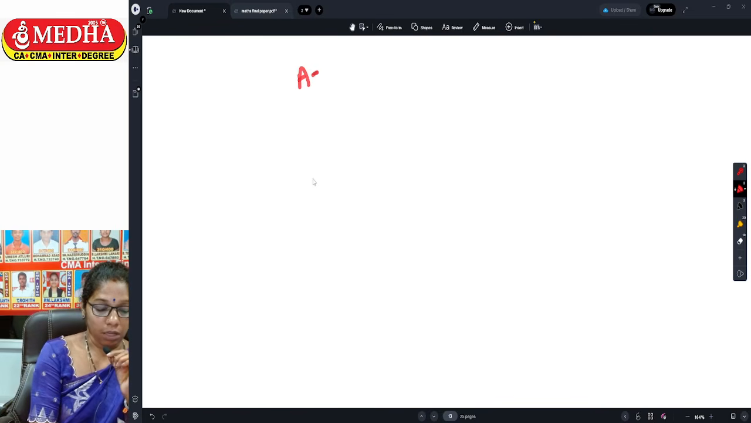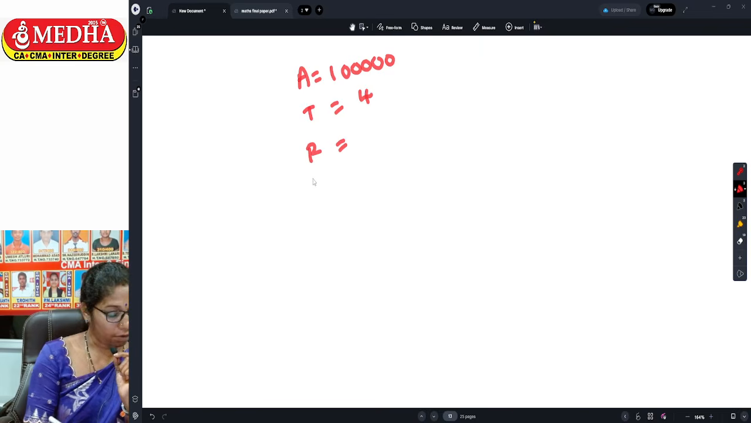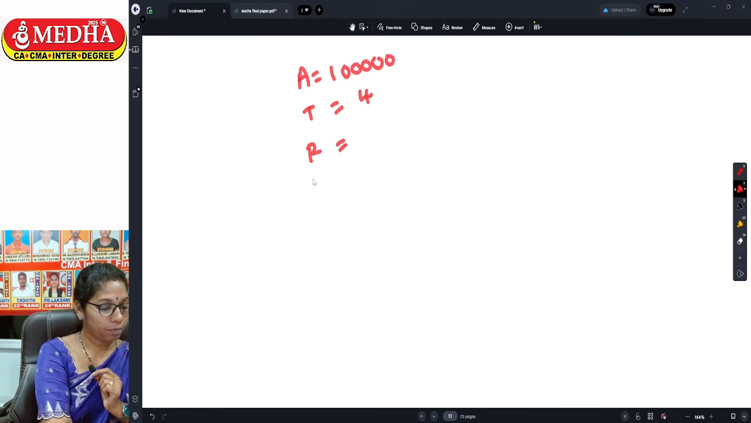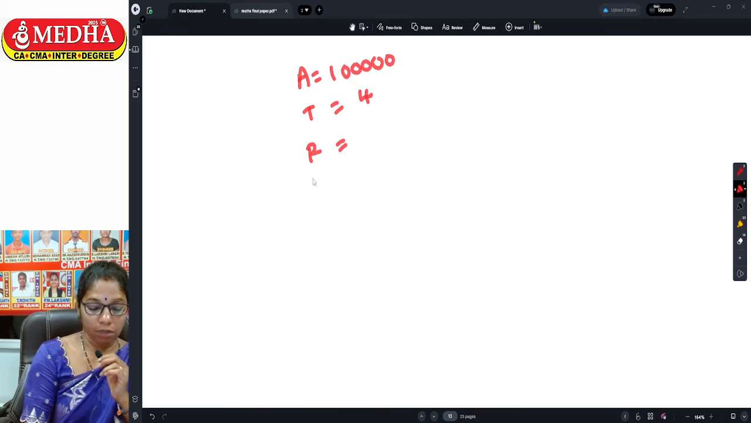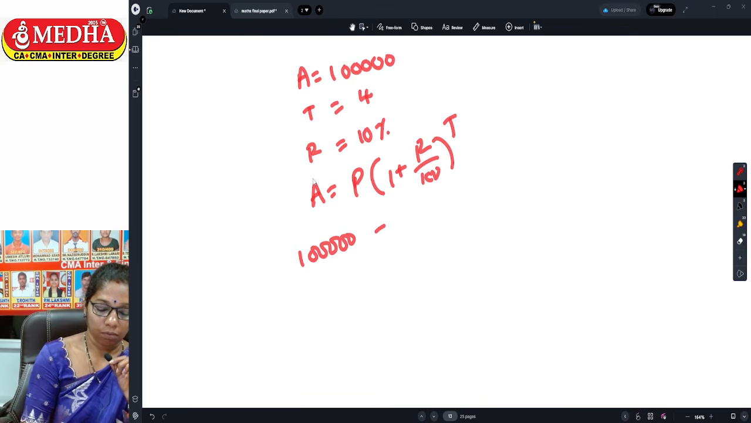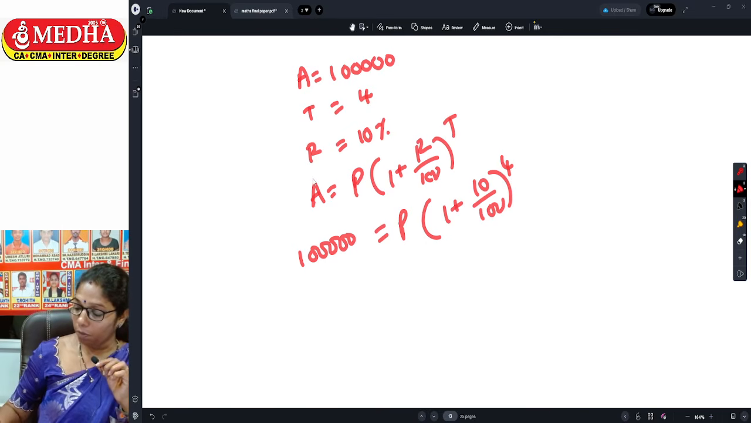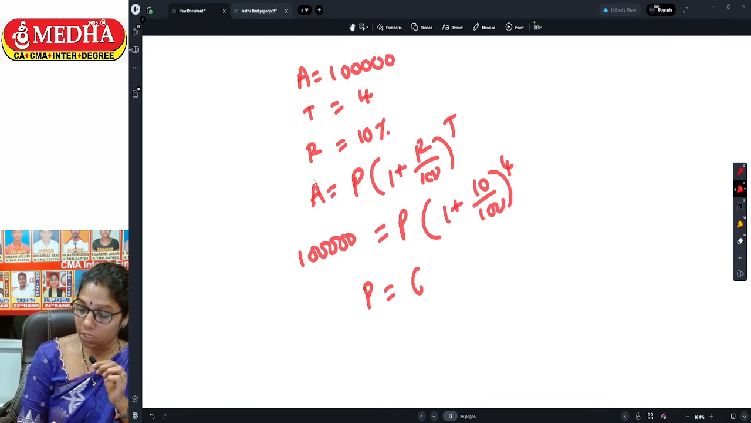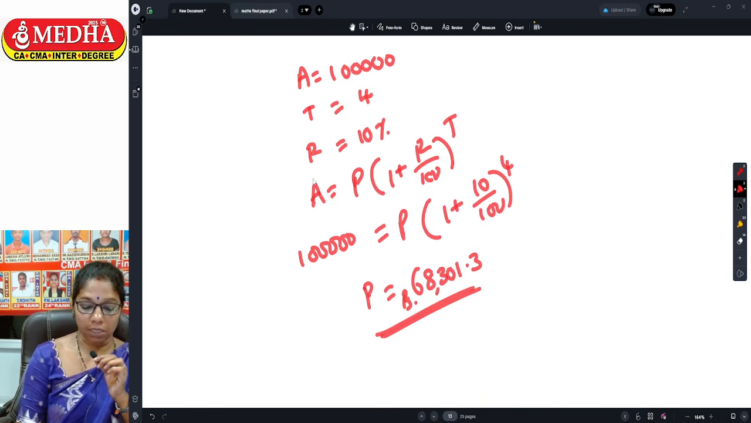So here A is equal to 1 lakh rupees, time period is equal to 4 years, and the rate is equal to 10%. So A is equal to P of 1 plus R by 100 whole power T. That is 1 lakh is equal to P of 1 plus 10 by 100 whole power 4. That is 1.1 to the power 4 times, dividing 1 lakh rupees, which gives P equal to 68,301 rupees 3 paise. So the approximate value is rupees 68,301.